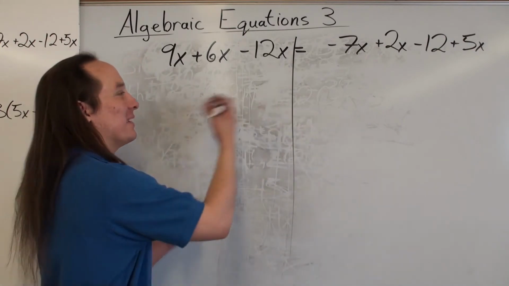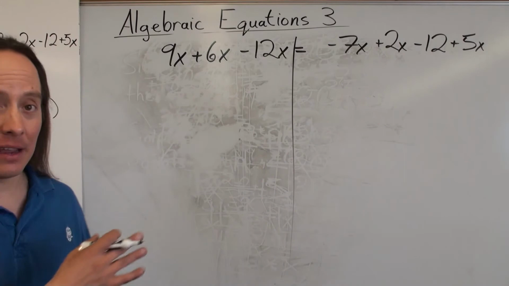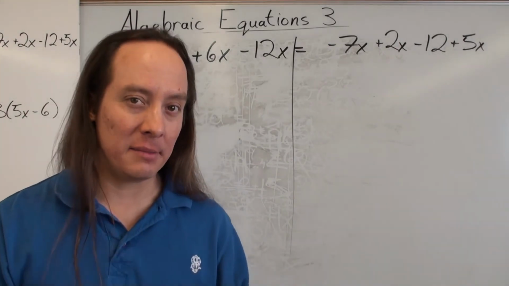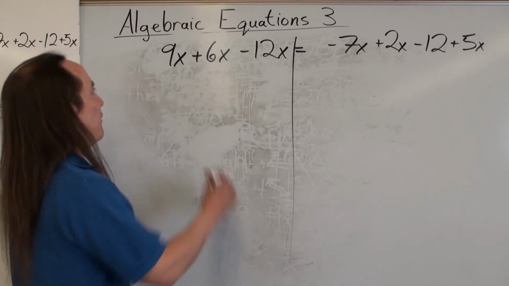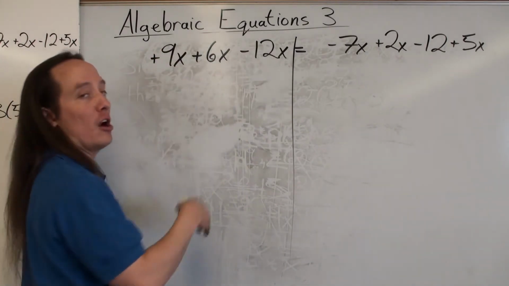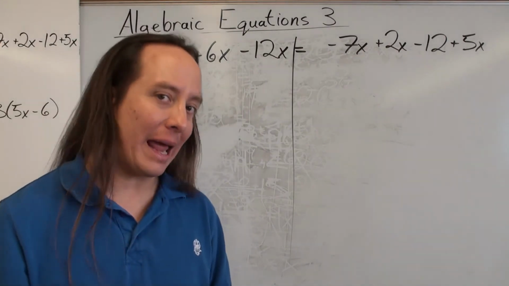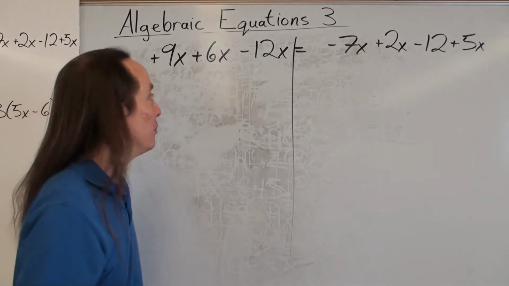Okay, so let's take a look at the left side first. I think it's obvious that both sides have some simplification that needs to be done. Let's start over here. I have a positive 9x, positive 6x, and a minus 12x. All 3 terms have x, so they are like terms, meaning that we can group them together, and that's what we're going to do.